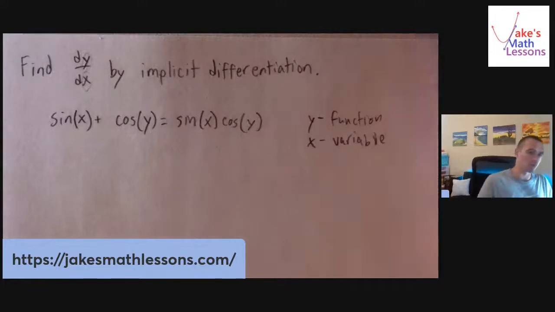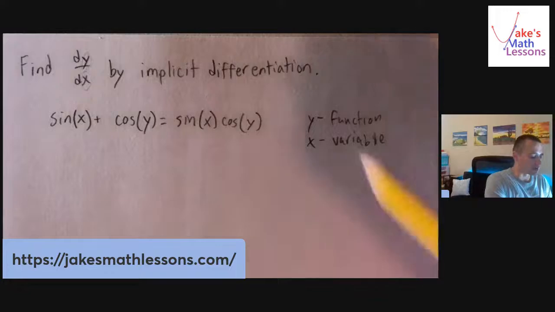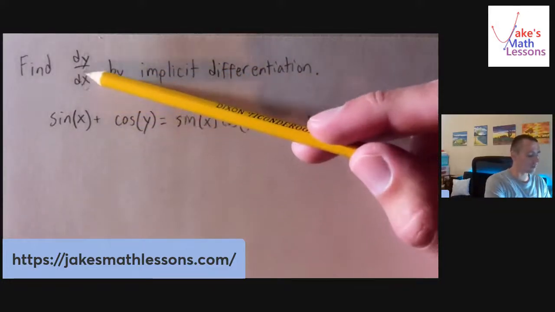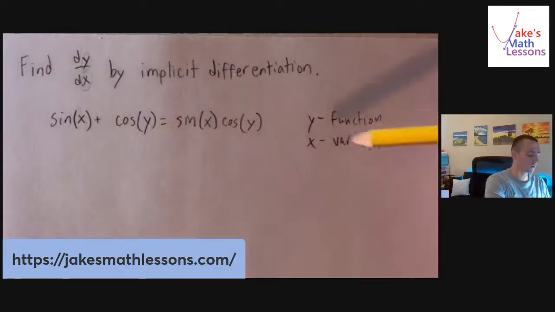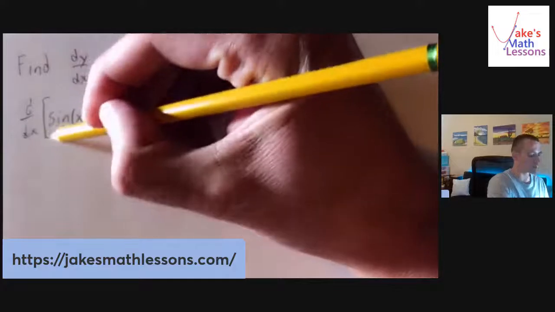The reason why that's important is we don't actually know what y is. Based on the equation we are given here, we can't solve for y and figure out what y is. So we're not going to be able to use typical methods of finding derivatives to find the derivative of y, since we don't know y. But in order to find dy over dx, we have to find the derivative with respect to whatever our variable is.